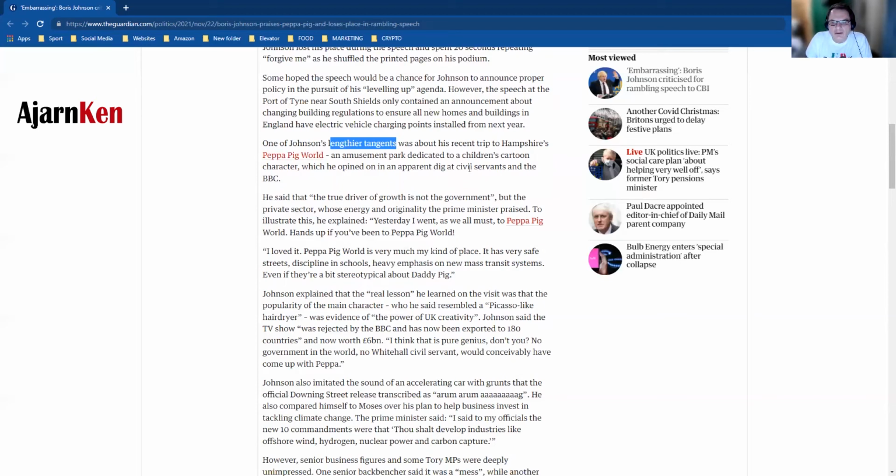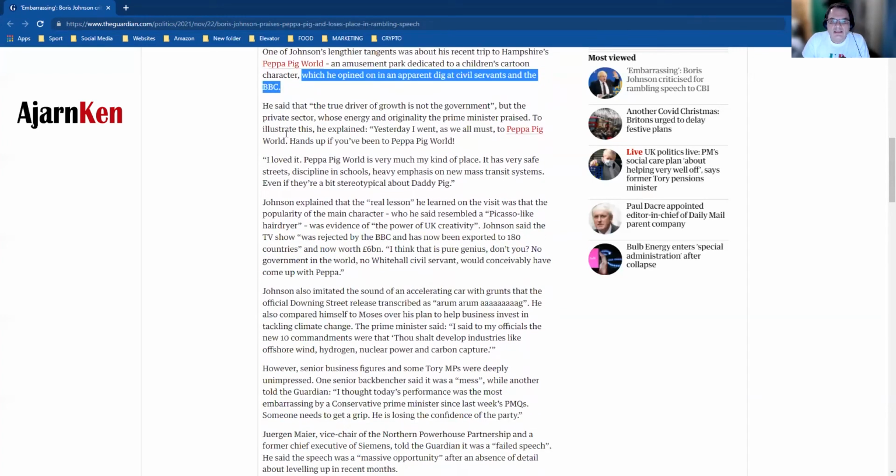In which he opined an apparent dig at, an apparent dig means that if you have a dig at someone, it means that you criticize them. So here, during this talk about Peppa Pig, he gave his opinion and he criticized civil servants and the BBC. He criticized people who work in the government and also the BBC. He said that the true driver of growth is not the government, but the private sector, whose energy and originality the Prime Minister praised. To illustrate this, he explained, yesterday I went, as we all must, to Peppa Pig World.